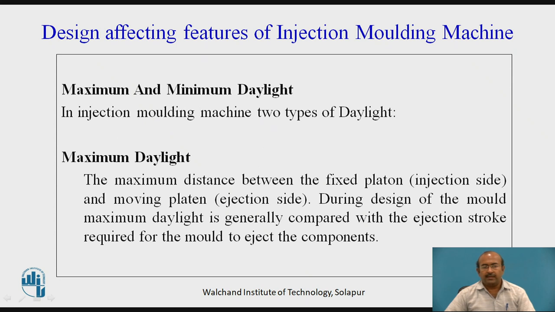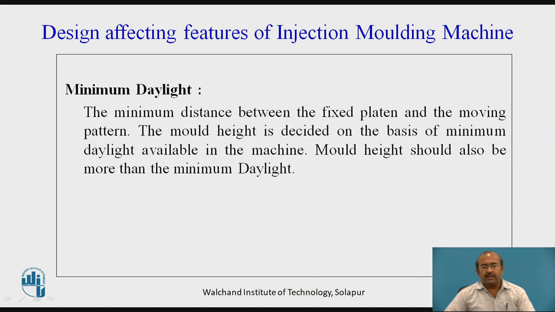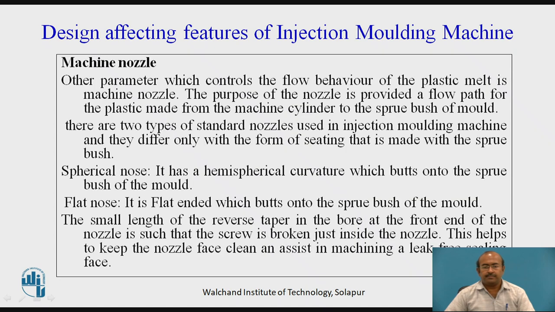Maximum and minimum daylight. In an injection molding machine, two types of daylights are there. Maximum daylight is the maximum distance between the fixed platen and moving platen. During the design of the mold, maximum daylight is generally compared with the ejection stroke required for the mold to eject the component. Whereas minimum daylight is the minimum distance between the fixed platen and moving platen, and the mold height is decided on the basis of minimum daylight available in the machine. Mold height should also be more than the minimum daylight.